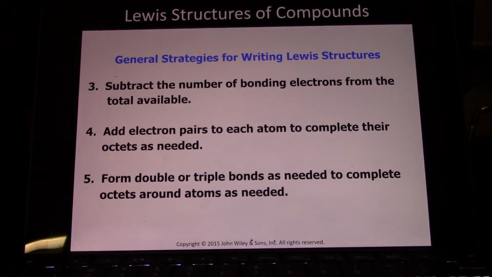And then you first figure out how many electrons you have to work with. And so we add up the valence electrons of all the atoms present. And that's the total number of electrons we have to operate with. And if there's a negative charge, we add extra electron. If there's a positive charge, we subtract an electron.